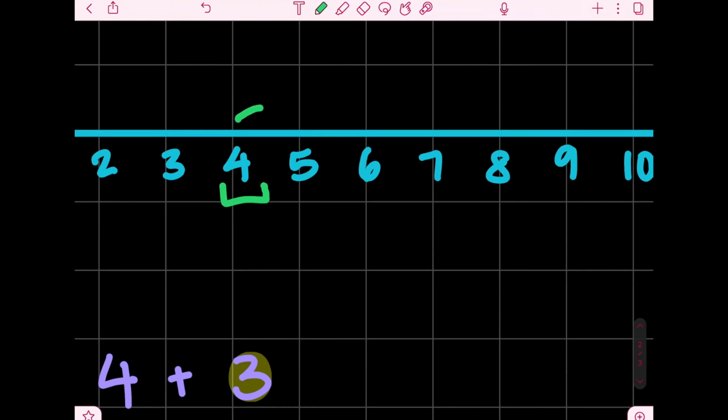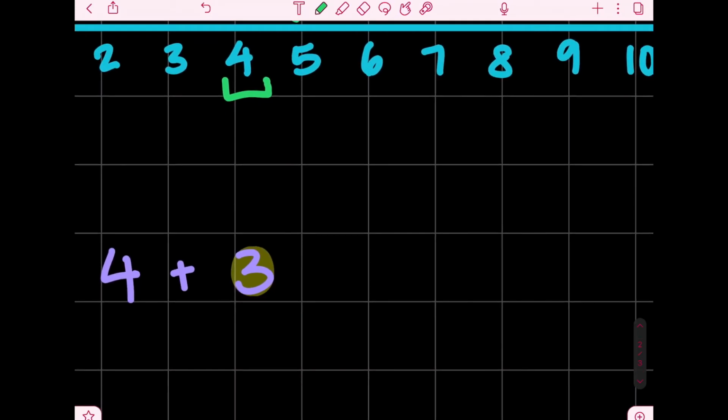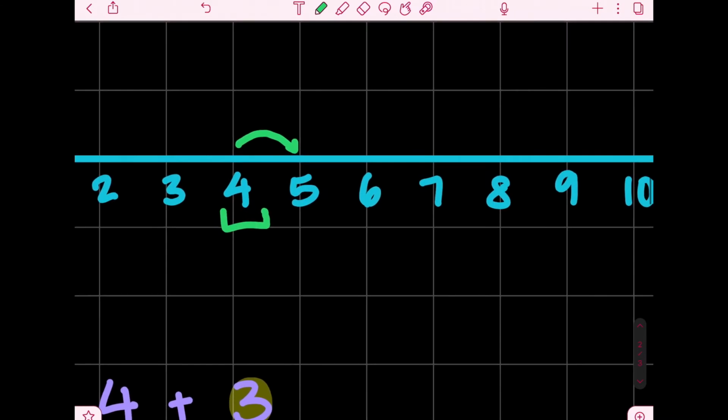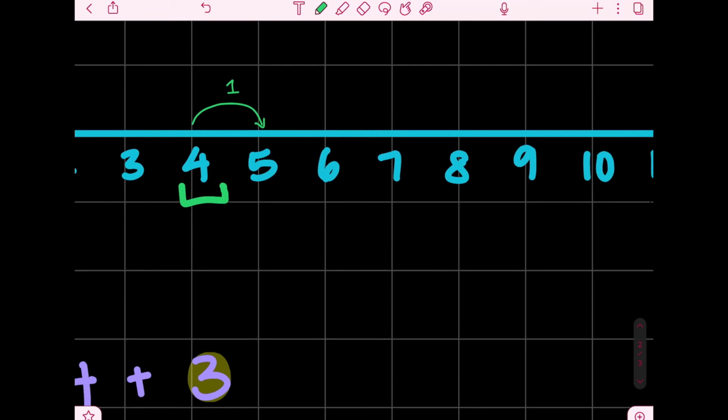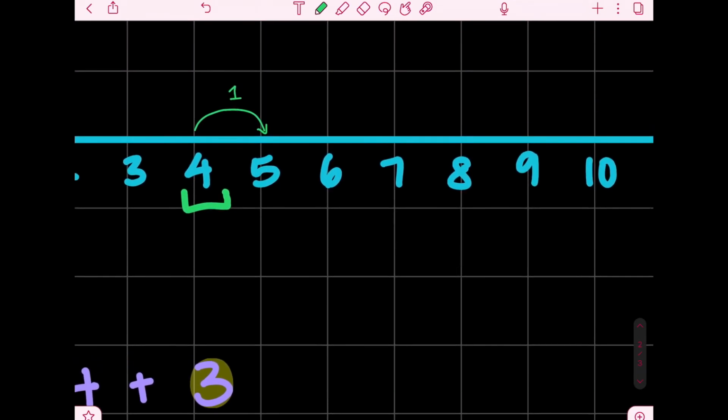Each space between each number counts as one digit, one value. And since we have plus 3, we're going to need to do that 3 times. So from 4 to 5, it's 1 time. Let me select a smaller brush so that you guys can visualize it a little bit better. So from 4 to 5, it's plus 1. Or you can just think of it as 1. From 4 to 5 is 1. We have 2 more left since we've only done one of the 3.